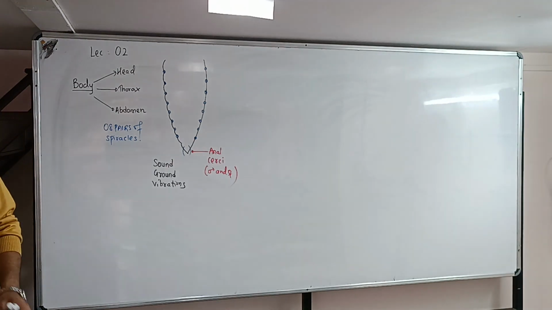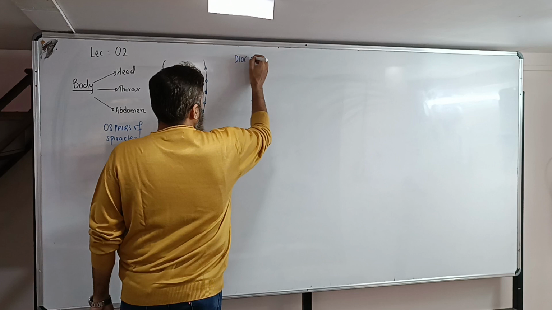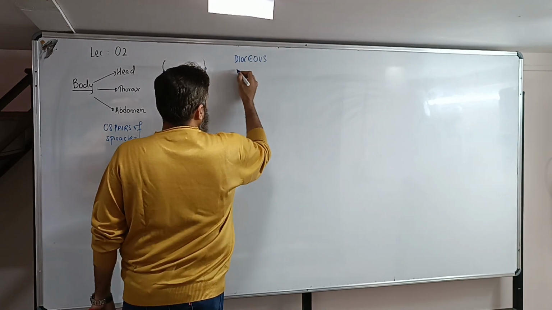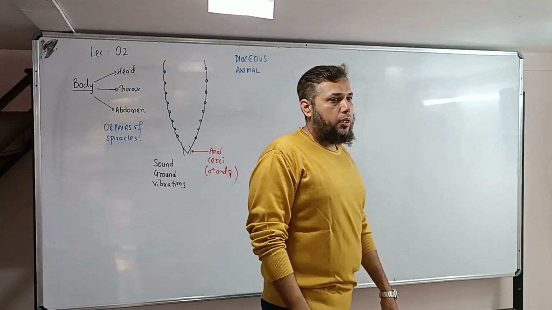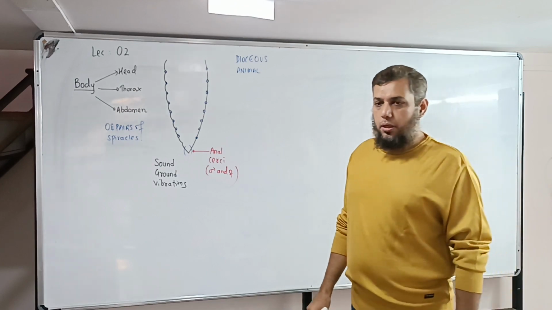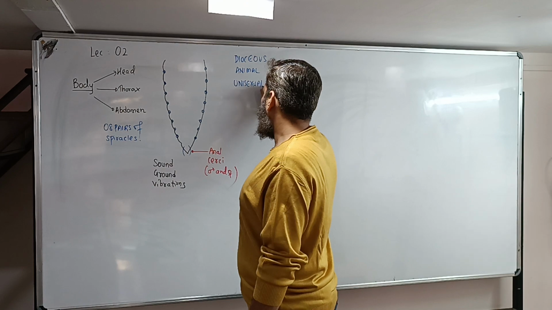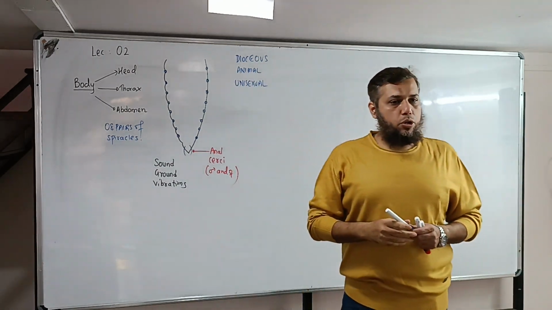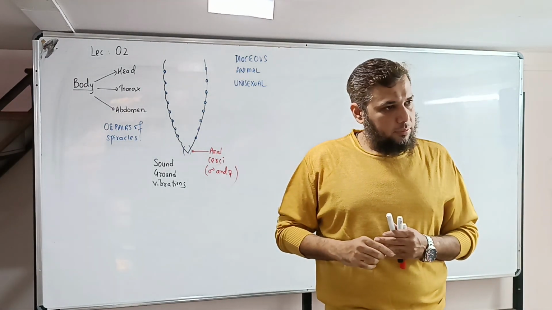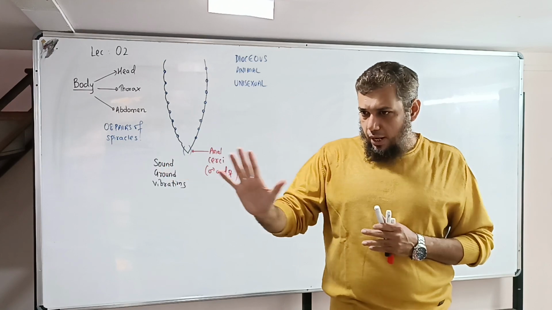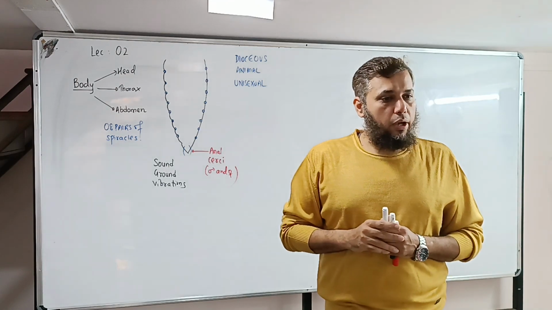Now, the cockroach is dioecious. Have I told the meaning of this before? No, sir. Dioecious means that the animal is unisexual. So what do you mean by unisexual? When there is a separate male and female. The male sex is different and the female sex is different. Okay? So that is called dioecious.